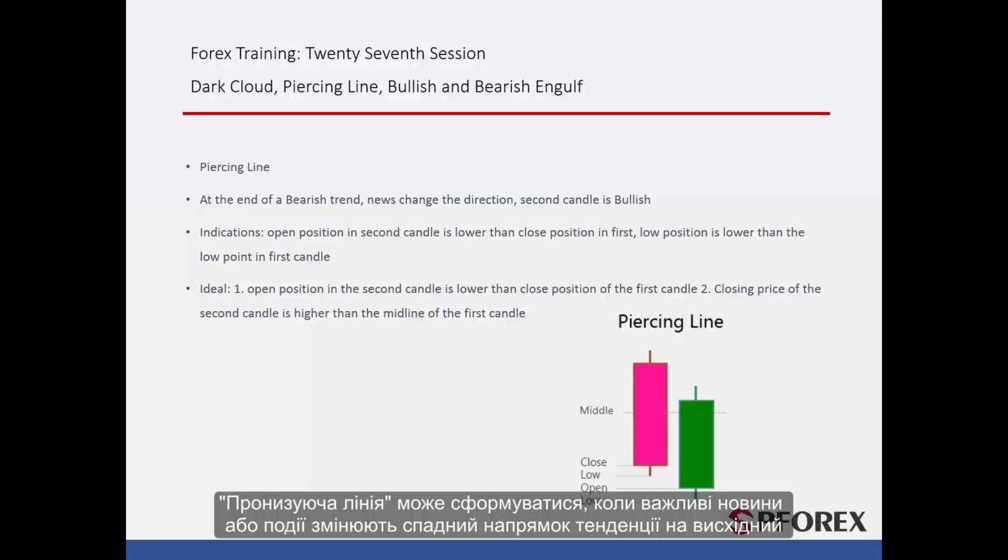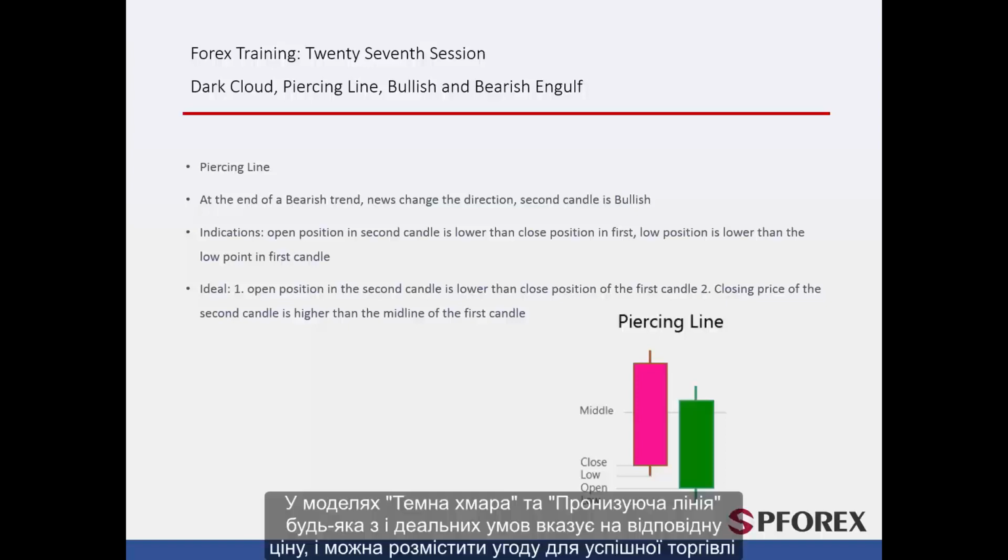upward one. The open and low price of the second candle is lower than the close and low price of the first candle, respectively. The ideal piercing line pattern is developed whenever the open price of the second candle is lower than the low price of the first candle. Also, whenever the close price of the second candle is above the midpoint of the first candle's whole body.